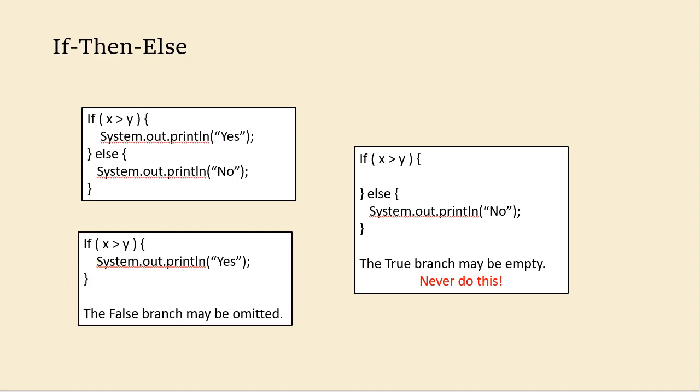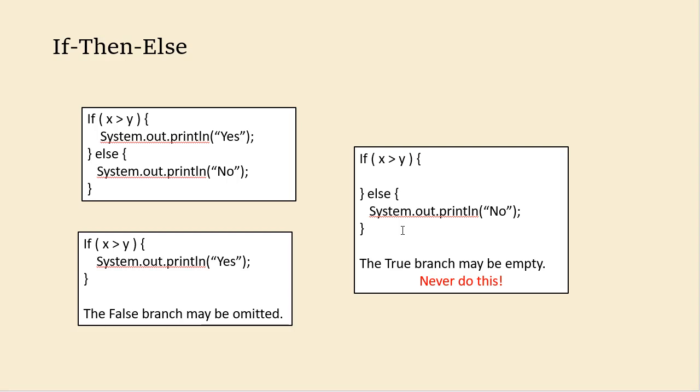It may be that you have if Boolean test is true, you don't need to do anything. If the Boolean test is false, then you do something. And of course, my print statements here are just dummies for doing something. It may be that you have this form. Is this legal? Will this compile? Are you allowed to leave the true branch empty? Yes, absolutely, you can do that. Never do it.